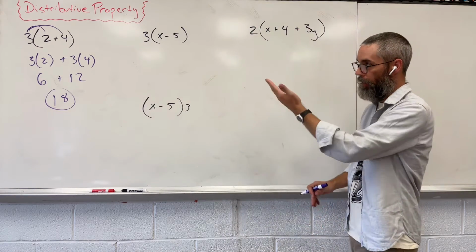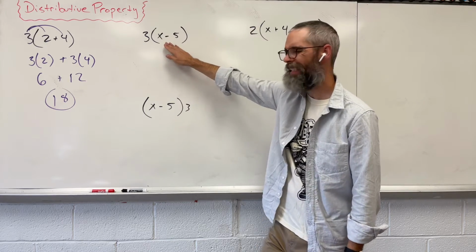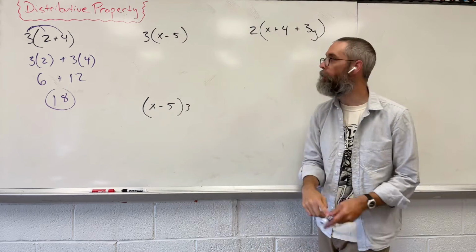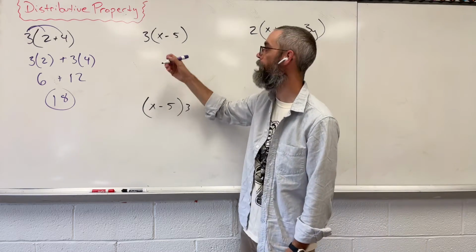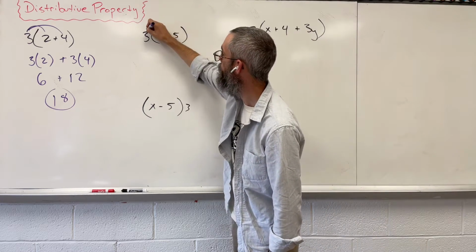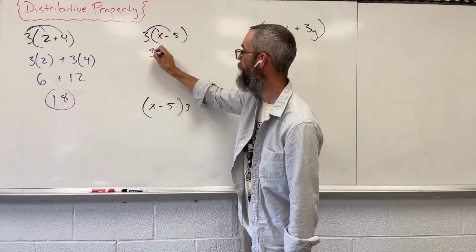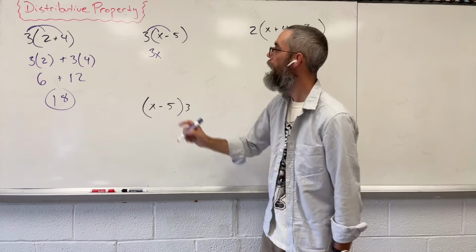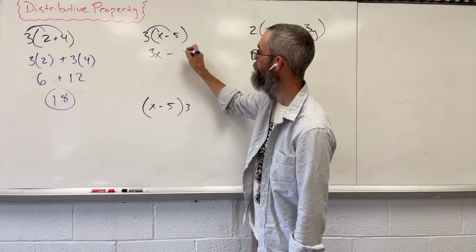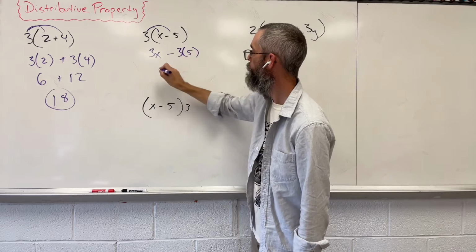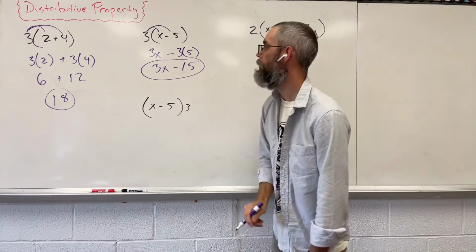So now, inside parentheses for our next problem, I have x and 5. I have a variable and a number. That 3, because it's touching the parenthesis, says it needs to multiply to everything inside. So we say 3 times x, or 3x, and then we say minus, because there's a minus on there, 3 times 5, which is 15. Call it a day.